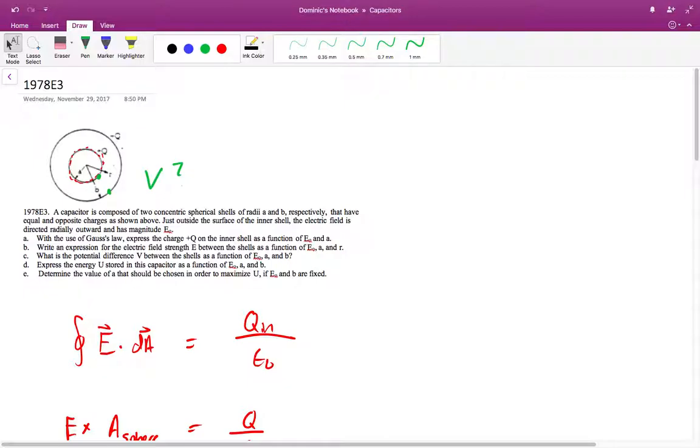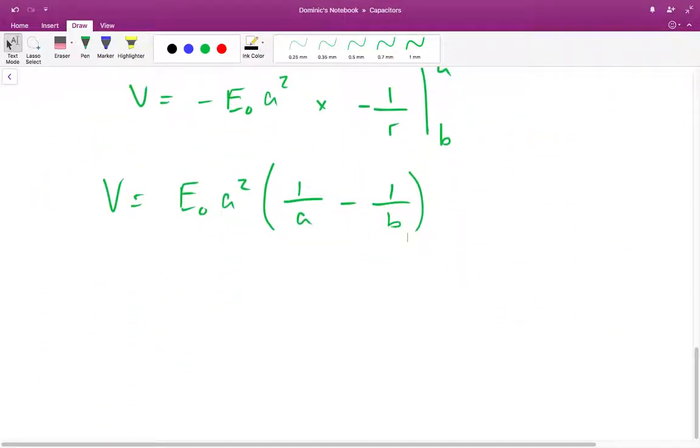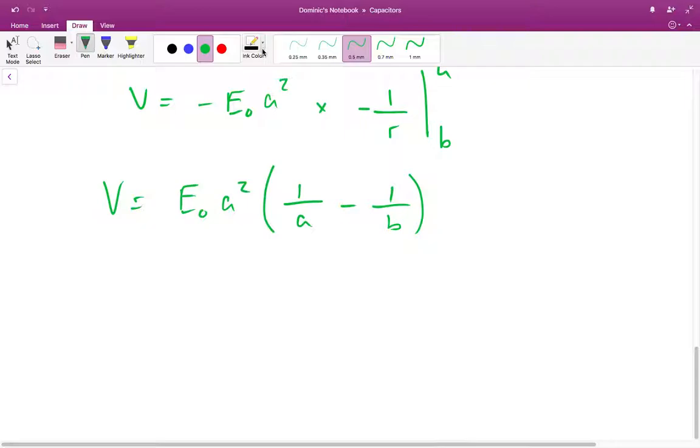Part D says to express the energy U stored in this capacitor as a function of E naught, A, and B. Okay, so for part D, the energy stored in a capacitor, there's several different ways to represent this. If you know one way, then you can find all of the other ways out. So energy stored in a capacitor is 1/2 times, for example, Q squared over C. All right, and so we would use whatever values we know.